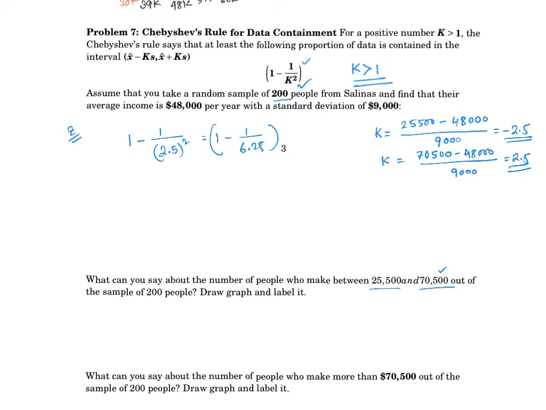Now, what do you want to do? You want to take that number and multiply it by 200, okay? Because that's how many you surveyed. So you can say at least that many people make between, so this number times this, at least that many people make between 25,500 and 70,500.